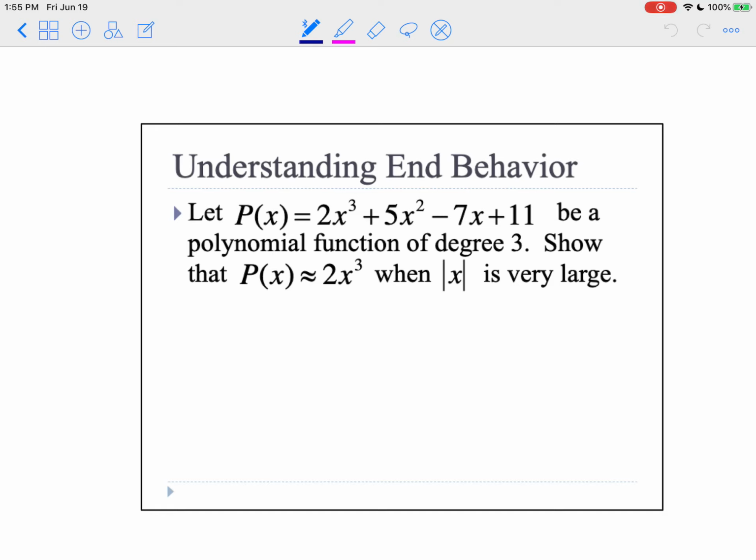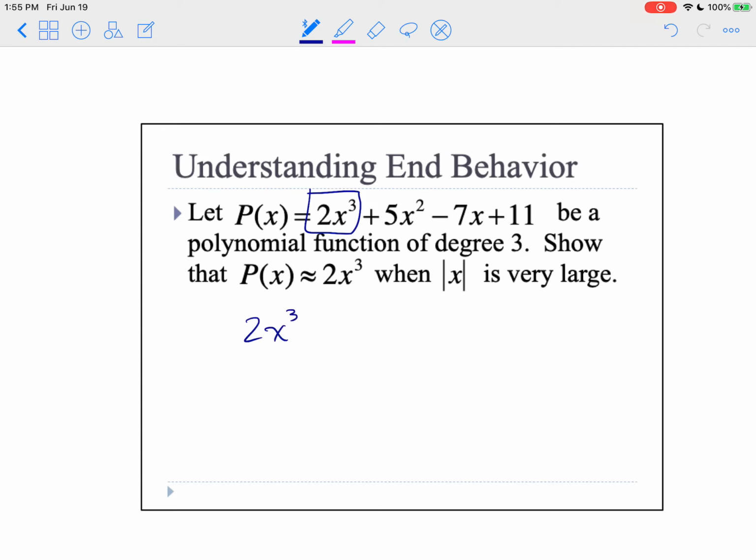So basically what this is saying is, if we have a polynomial with many terms, we can really understand the end behavior based on just this first leading term, okay? So what we can do is, if you really think about what's happening as x gets really large, I'm actually going to factor, okay? I'm going to factor a 2x cubed out of everything here, okay?